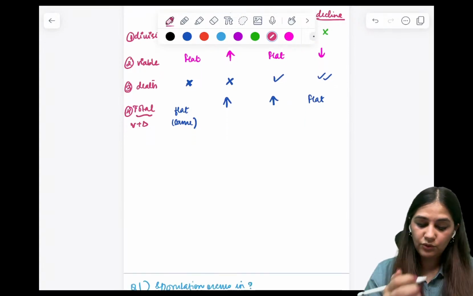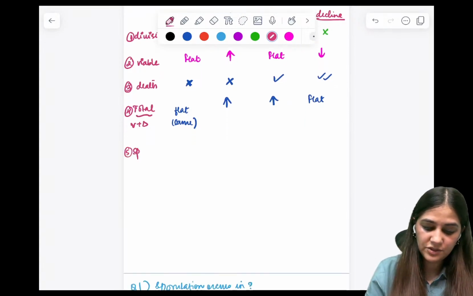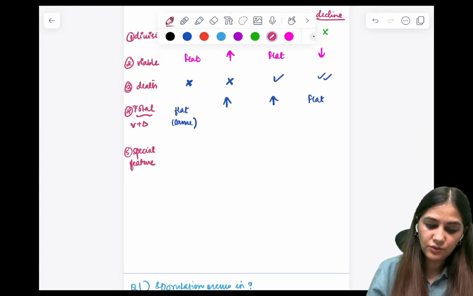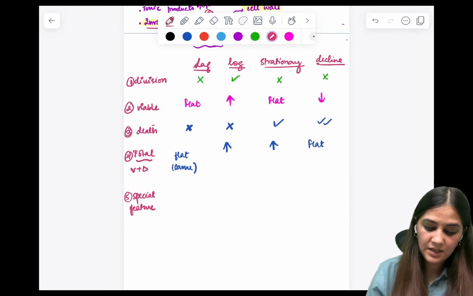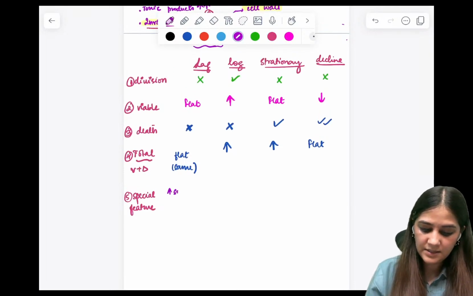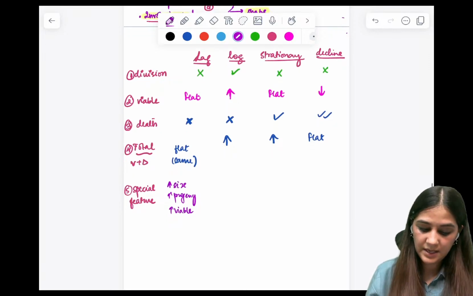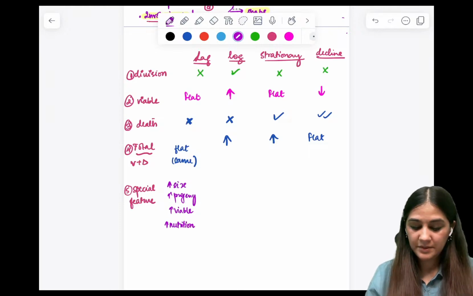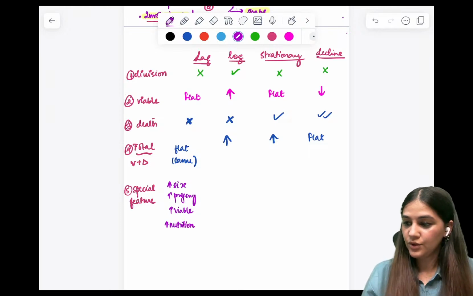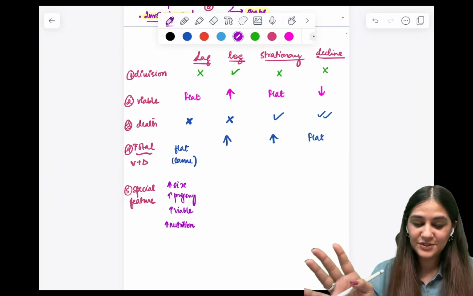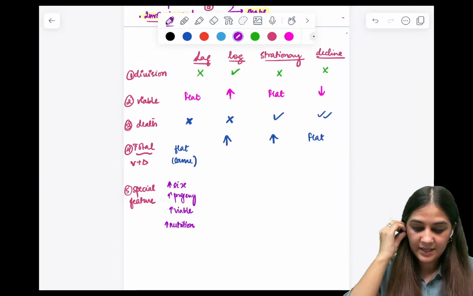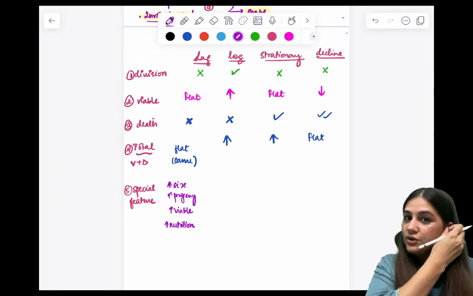Now, one thing that I want to talk to you about here is the special features. We have already spoken about the lag phase. What was happening? There was increase in size, increase in progeny, increase in the viable count, right? Increase in size, and there is increase in nutrition because you need a lot of nutrition to have babies. So the nutrition is going to increase in your lag phase. These are the special features that are happening in your lag phase.